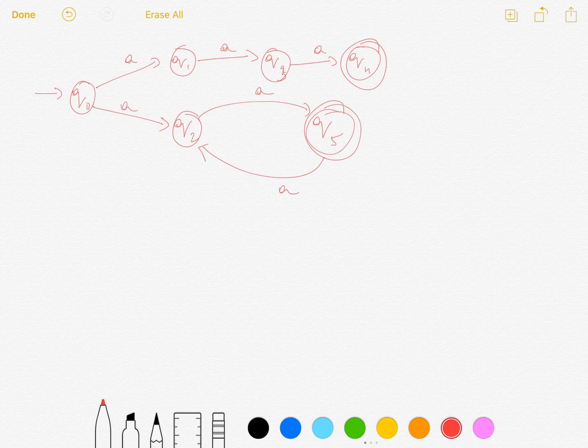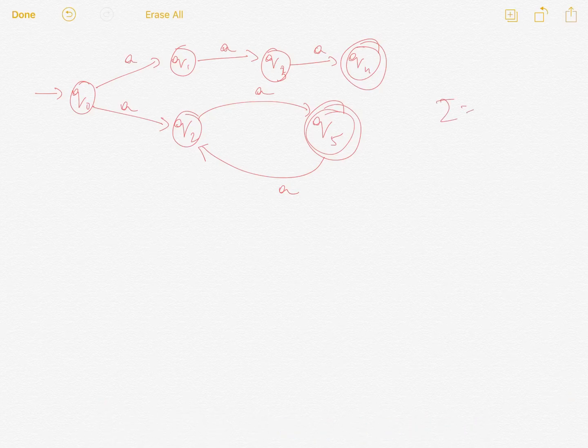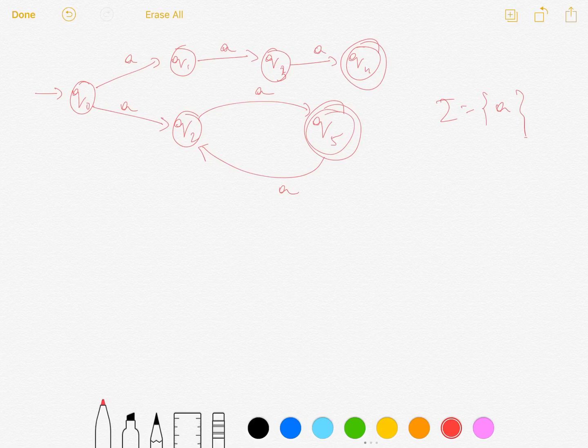Why? Because after taking an input, it is transiting to multiple states, first thing. And second thing, in case of DFA, we already mentioned that each state must consume all the elements of the alphabet. Here the alphabet is only A, but Q4 here does not accept any A. So, it must be an NFA.